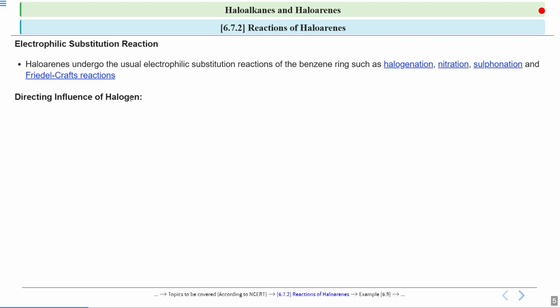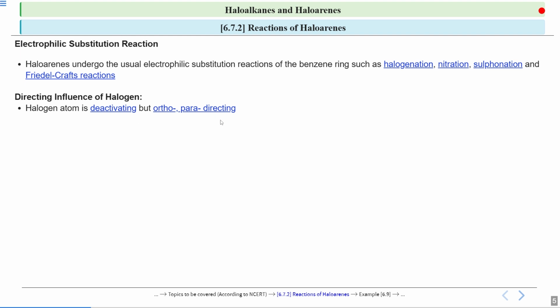Direct influence of halogen. Now, if you have a haloarene, that means your aromatic ring is connected with a bond to a halogen. So what is the direct influence of that halogen on the reactivity of that benzene ring? If you talk about it, the halogen atom is a deactivating group, but it is ortho-para directing also.